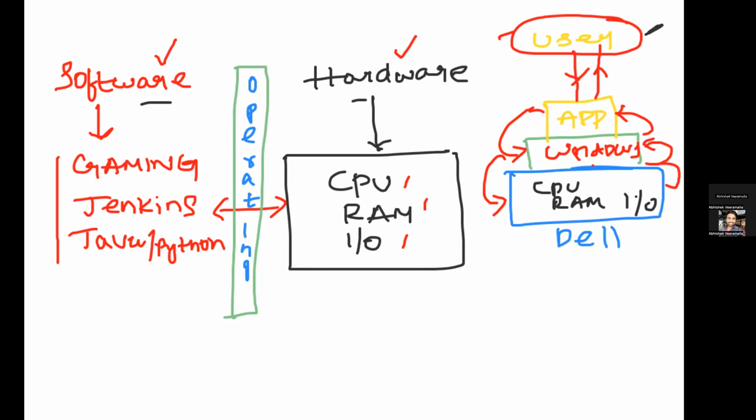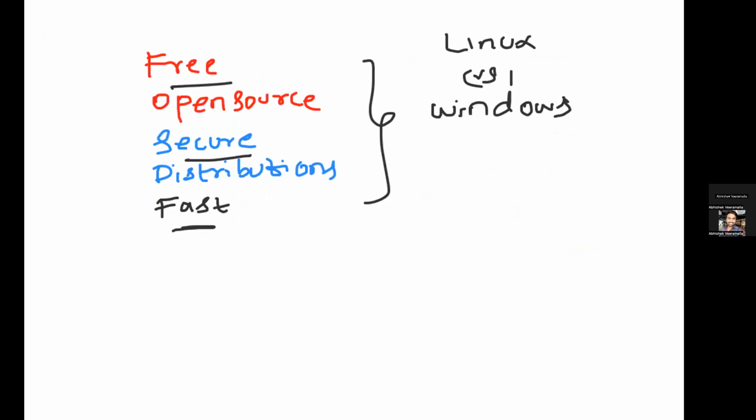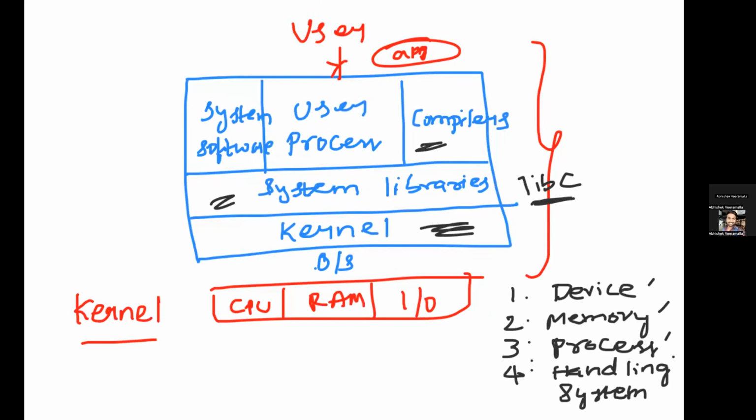And then we tried to see why Linux is a very popular operating system, and why Windows or other operating systems are not used in your production systems, because of the free, secure, and fast nature of your Linux operating system. And finally, we also tried to understand the architecture of your Linux operating system. So now let's move ahead and try to understand the fundamentals of your shell scripting.